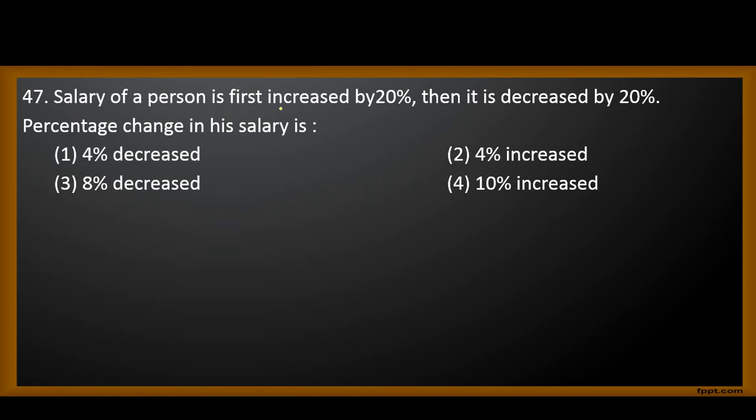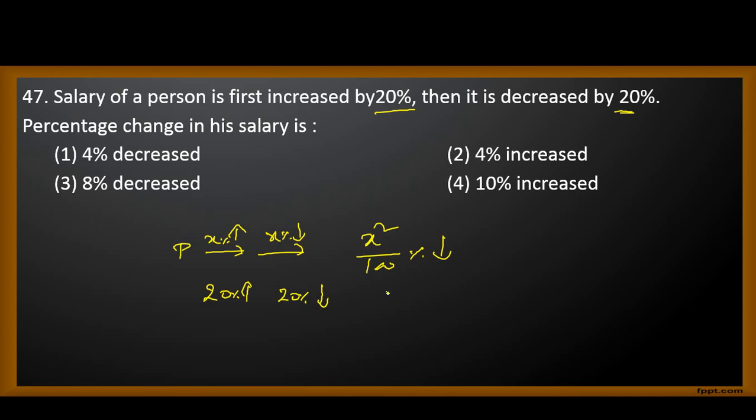The salary of a person is first increased by 20% and then it is decreased by 20%. The percentage change in salary is simple. Whenever there are two successive percentage changes of the same variable, if it is increased by x percentage and followed by a decrease by x percentage, the overall change is always x square by 100% decrease. Straight away, with a 20% increase followed by a 20% decrease, the answer is 20 square by 100% decrease. That is nothing but a 4% decrease. Option 1 is the answer.